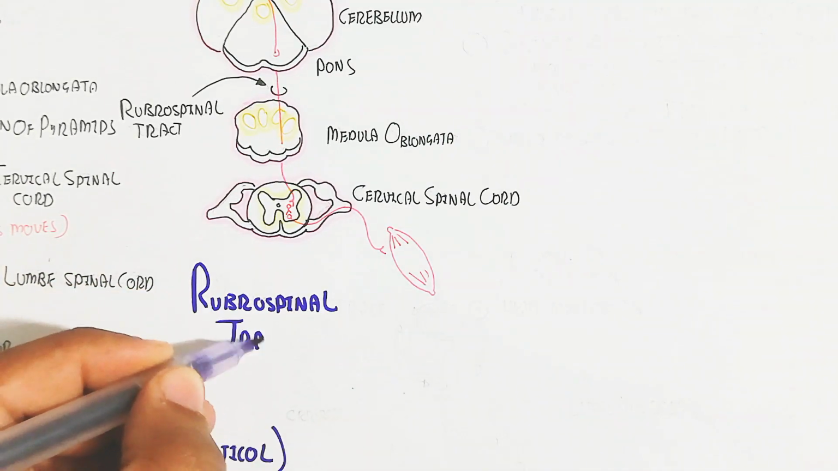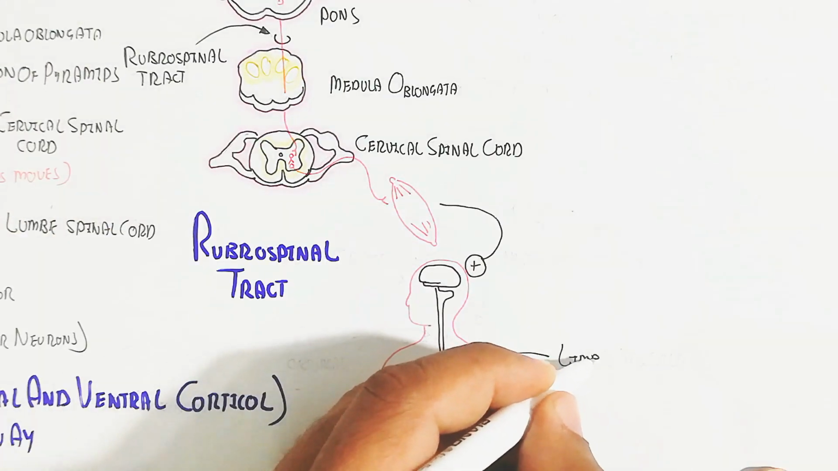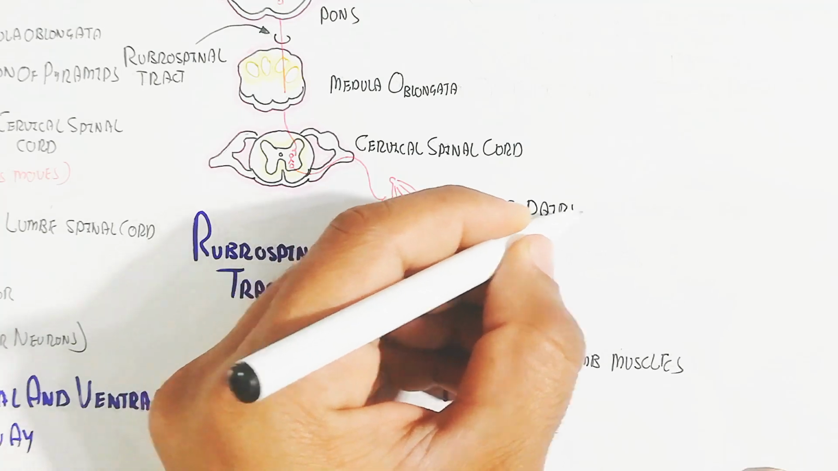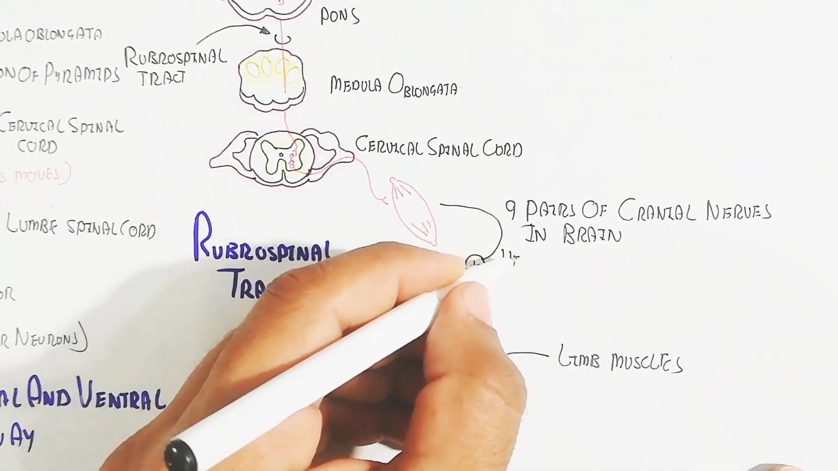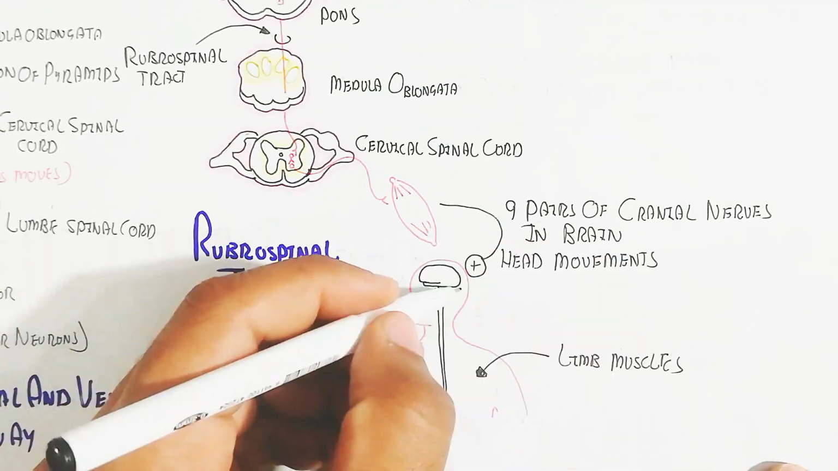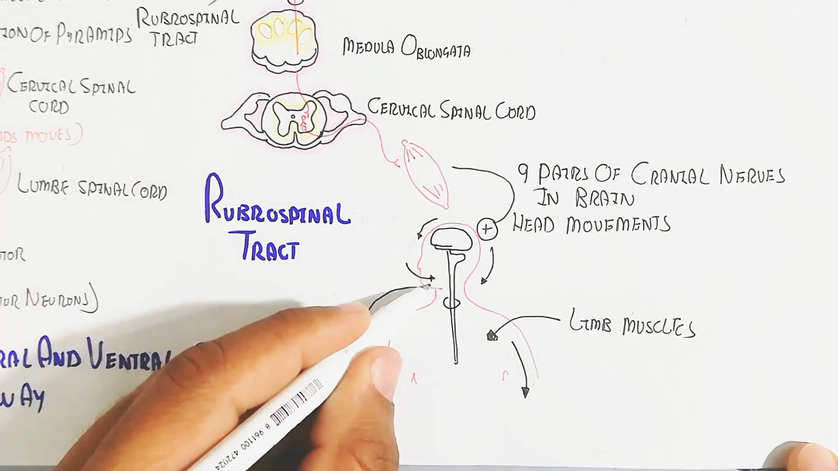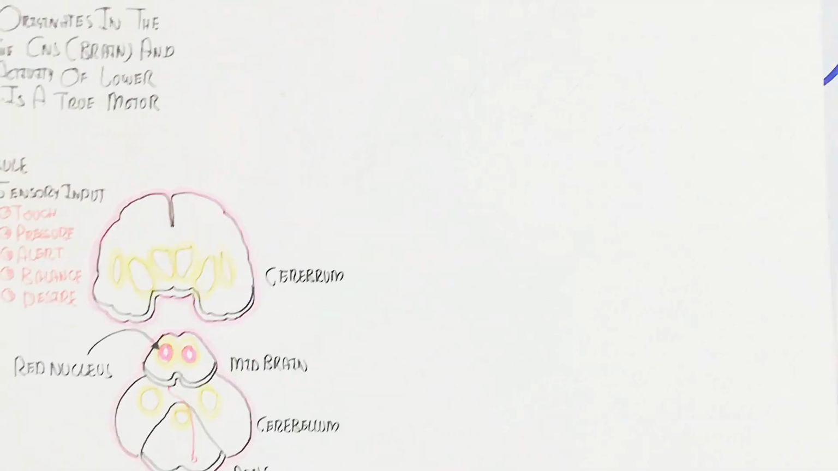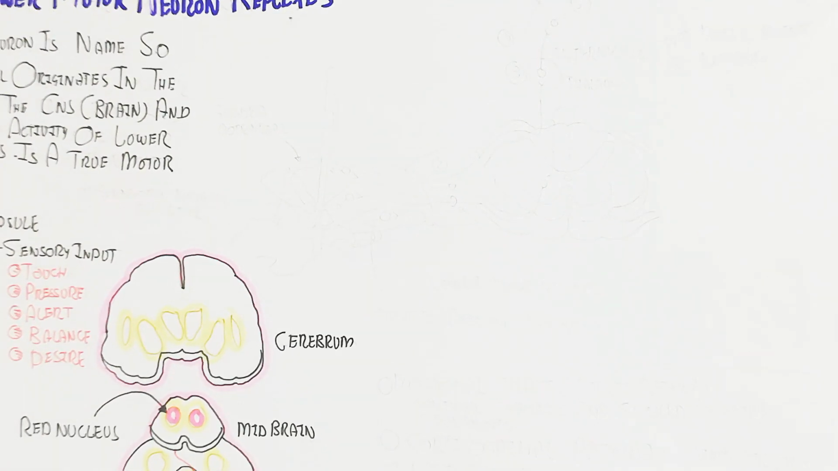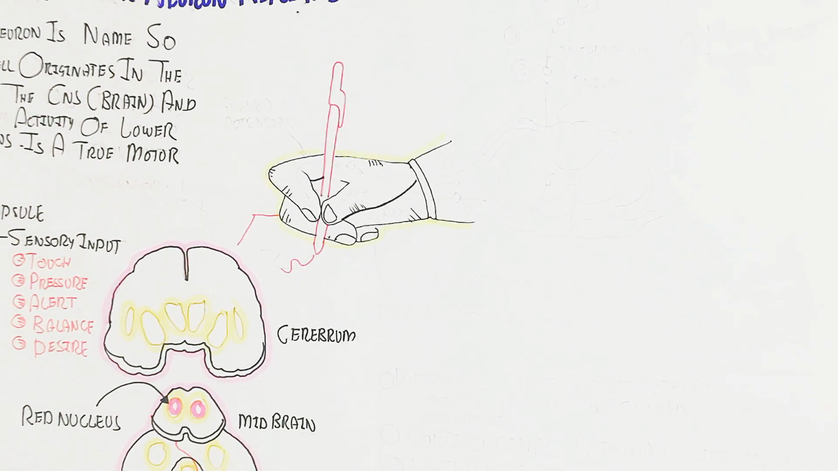synapse with the muscle, known as the neuromuscular junction, and will involve the 9 pairs of cranial nerves in brain and head movement as well as the limb. Basically, the rubrospinal tract is used for distal limb muscle movement. So remember, the major important thing is distal limb muscle movement. But the 9 pairs of cranial nerves in the brain also involve the upper part of the cervical spinal cord.